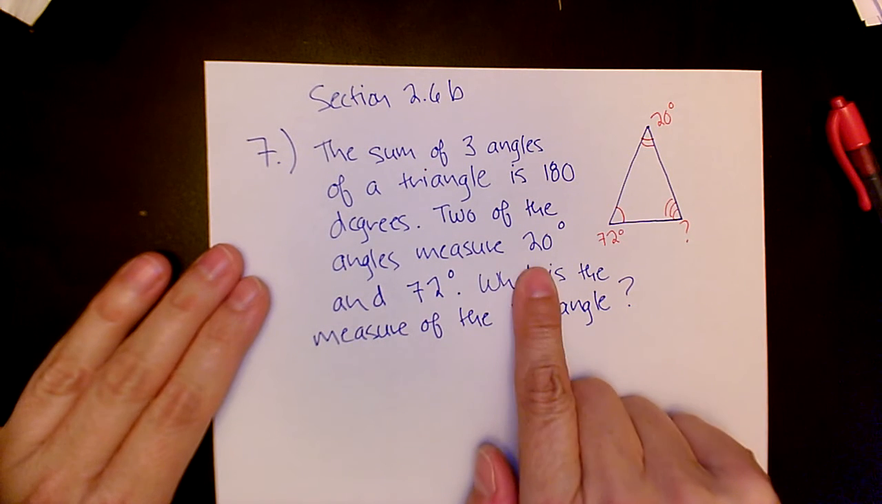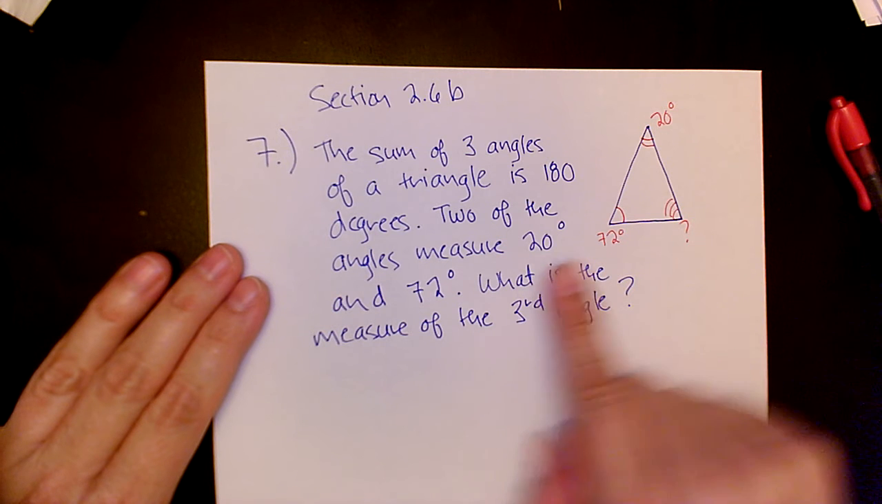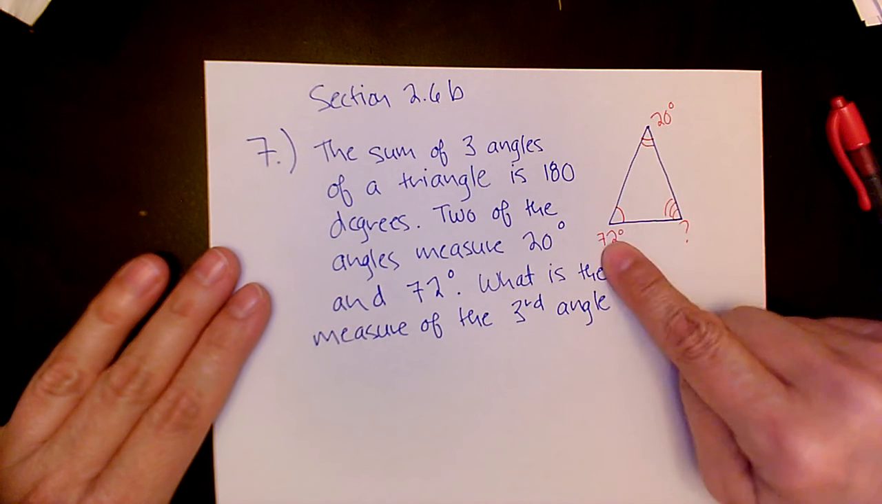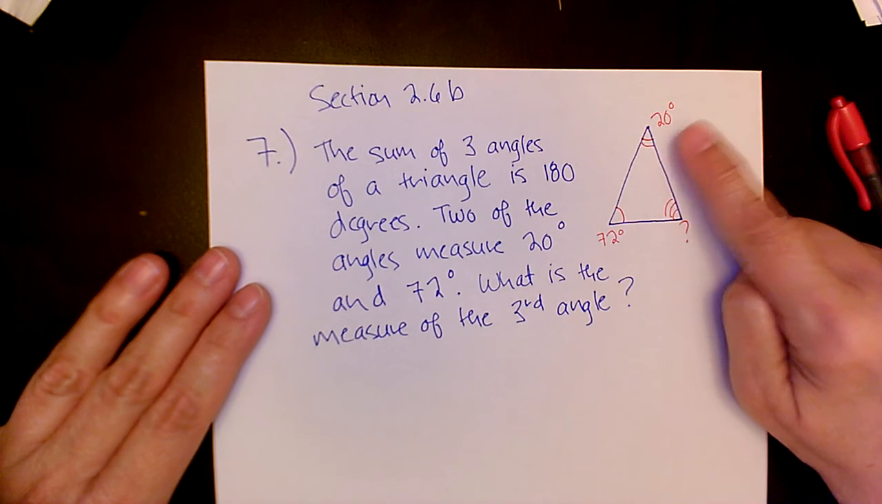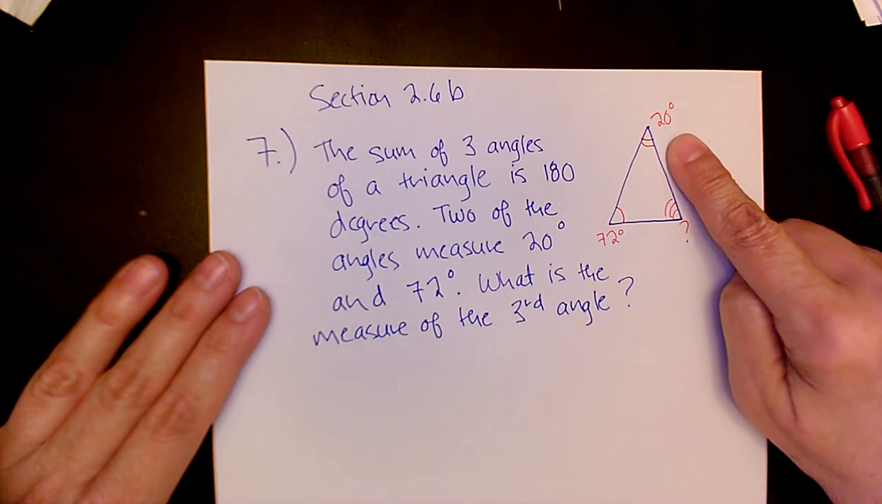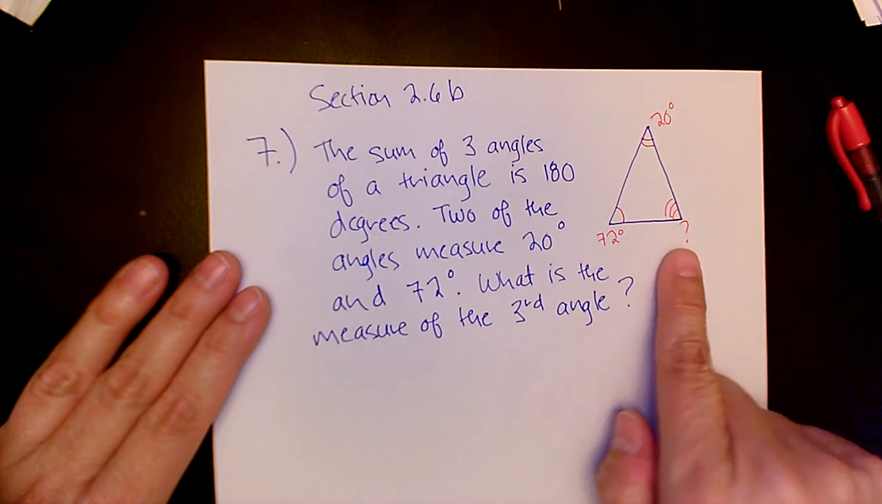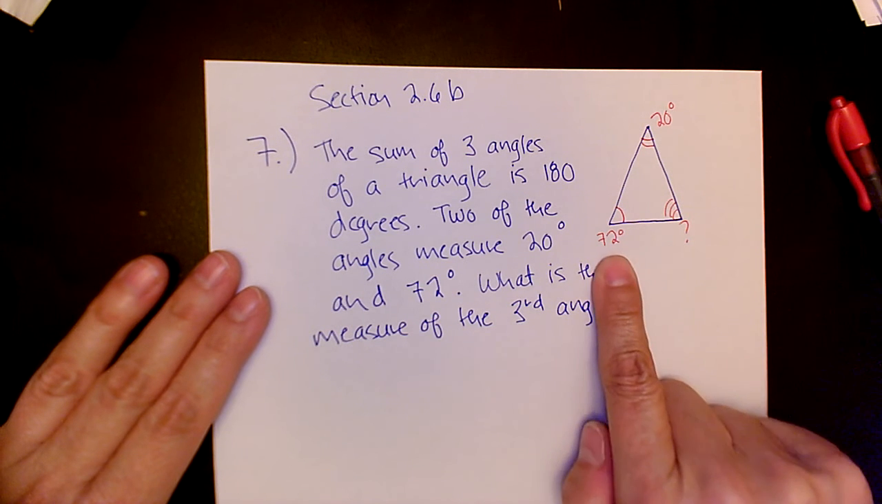And they're telling me that one of the angles is 20, so I put him up here. It doesn't matter, I could have put him here or here. I just put that angle up here. And another is 72. I just put him down here, but he could have went here or here. I just put him down here.